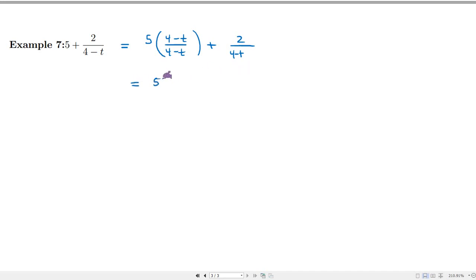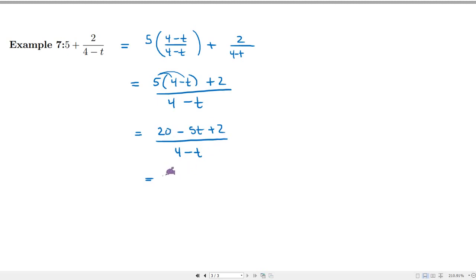And then we have 5 times 4 minus t plus 2, over 4 minus t. Okay? If you're just given a constant like this, you can make the denominator appear, just like we were doing before. We were making the missing factors appear, but you can turn it into a fraction by multiplying by 1 in a clever way. And that was the clever way. So we have 20, distributing the 5 now, minus 5t plus 2, over 4 minus t.